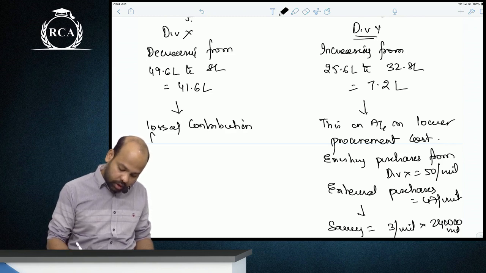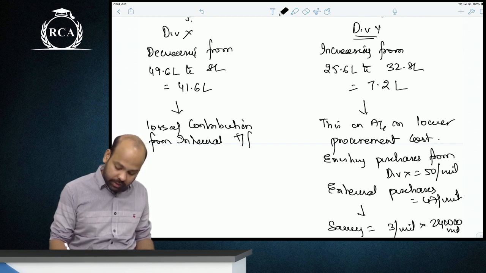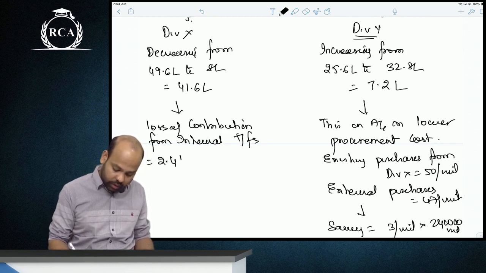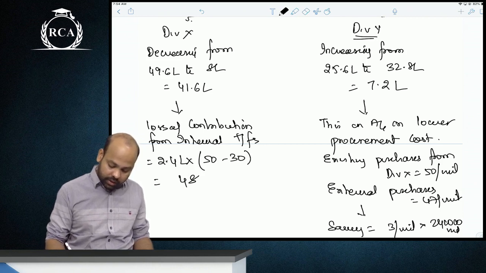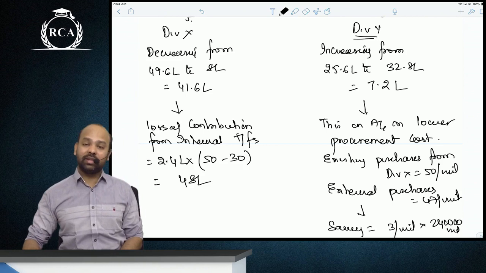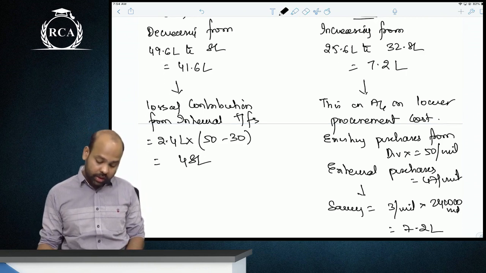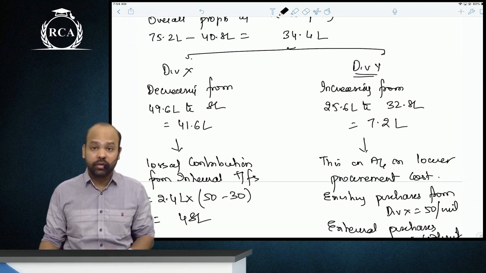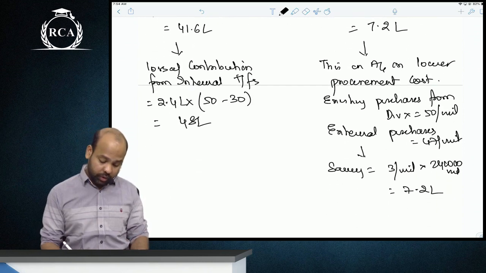Here, if you see, there's a loss of contribution from internal transfers. This division is no longer transferring 2,40,000 units at 50 minus 30. Internal transfers were giving them a contribution of 20 rupees per unit. They were transferring 2,40,000 units. So yes, there's a loss of contribution.